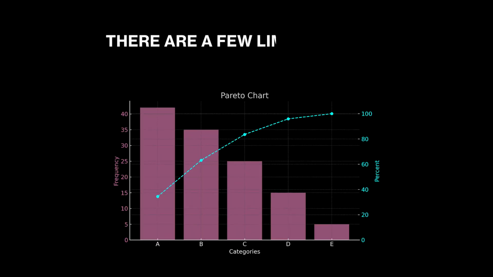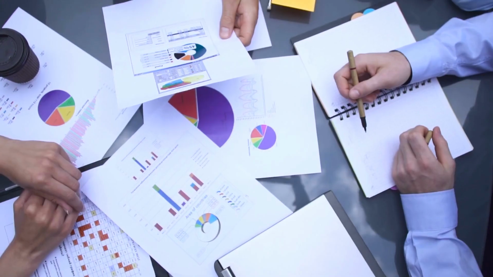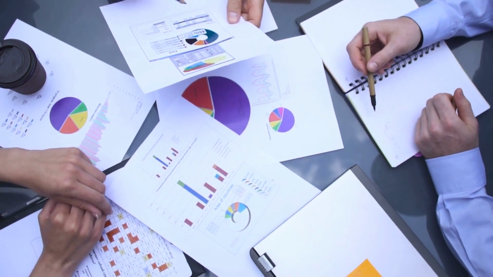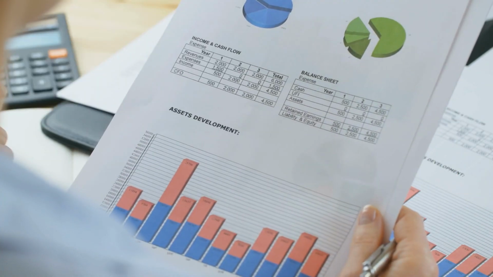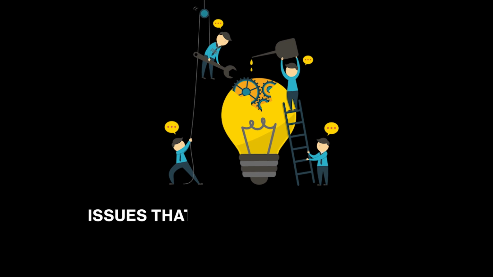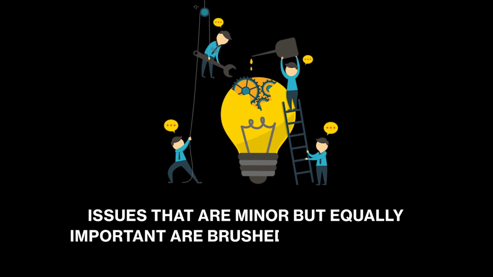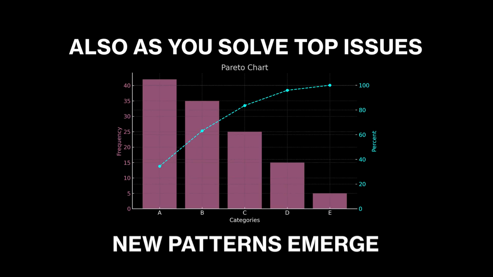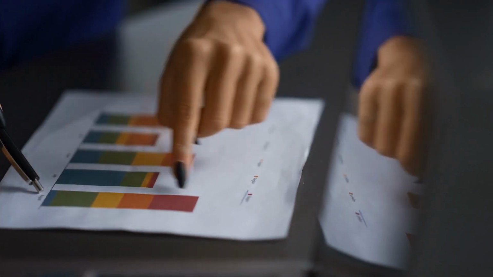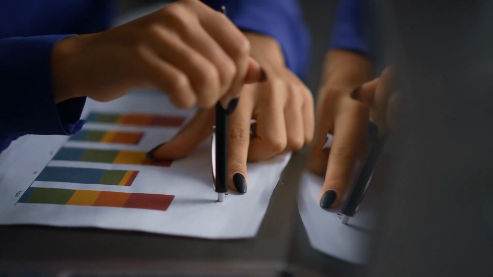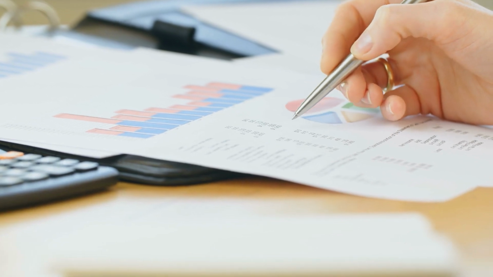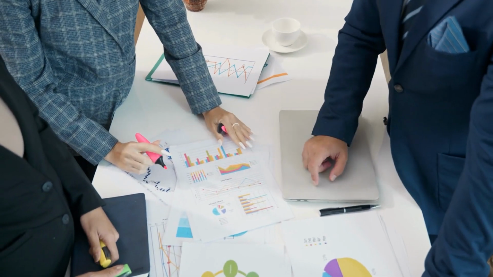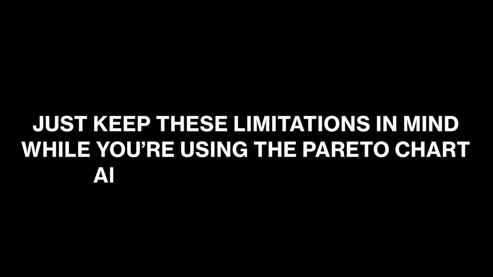But there are a few limitations to using the Pareto chart. As beneficial as it is to simplify things, the Pareto chart might do too good of a job at it. The downside? Issues that are minor but equally important are brushed under the rug. Some rare problems can have catastrophic consequences. Also, as you solve top issues, new patterns emerge. Finally, the Pareto chart represents a data set at one point in time. For more accurate and updated results, you would need to update the chart regularly. Just keep these limitations in mind while you're using the Pareto chart, and you'll be good to go.